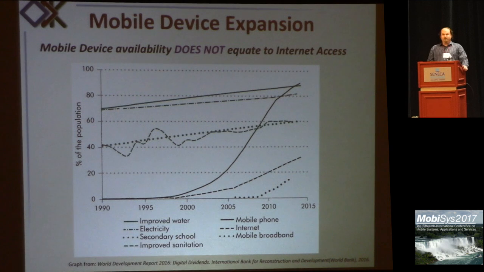So here is a graph from the World Bank. And this is really interesting when you look at global development, because we've been working on global development for 50 to 100 years. And mobile phones now have leapfrogged all international interventions. There are more people with access to phones than there are with access to clean water. However, you'll notice that internet and mobile broadband are not on that same track.